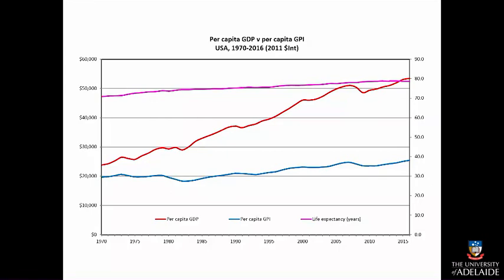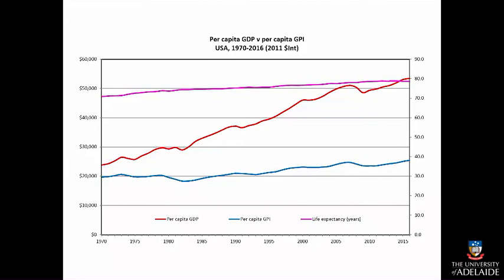And what you can see there is the red line. I'm still revising it to some extent, but the red line represents the per capita GDP of the USA between 1970 and 2016. The blue line represents per capita GPI. And you can see not only is it a lot lower, but it's not increasing at anywhere near the same rate. In fact, over the study period, the per capita GDP rises by about 125%, and the per capita GPI only by about 20 to 25%.